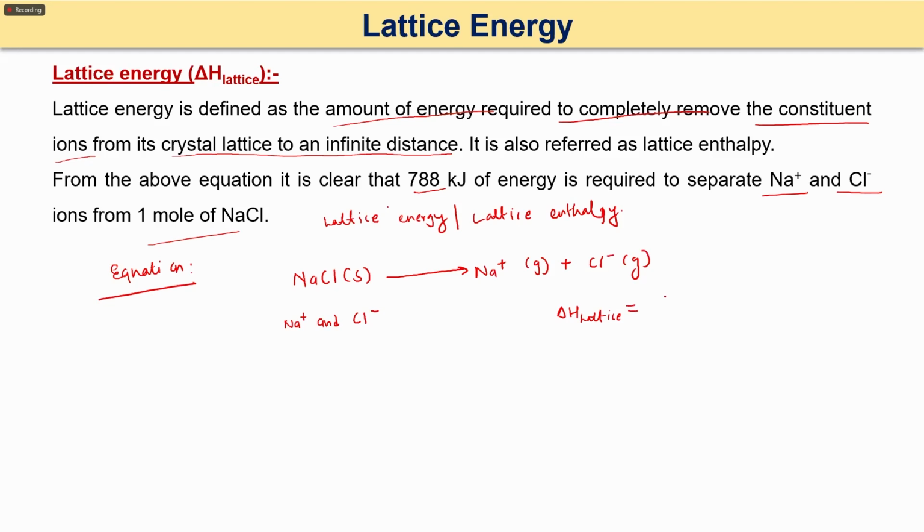and in this case it is plus 788 kilojoule per mole. So in order to remove the constituent ions, which here are the sodium cation and chloride anion, how much energy is required? That is 788 kilojoule per mole. This energy that is required is called the lattice energy, and we can also refer to it as the lattice enthalpy.